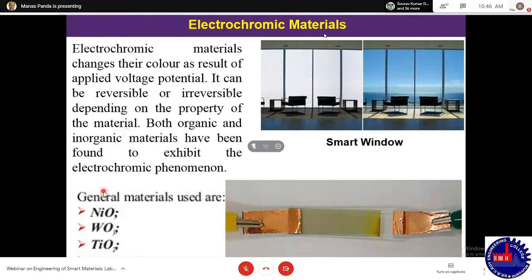These are the inorganic materials: nickel oxide, tungsten, titanium. All those things are also used as inorganic materials.